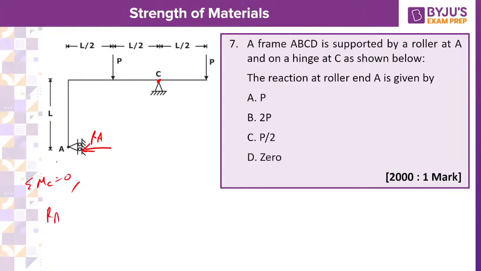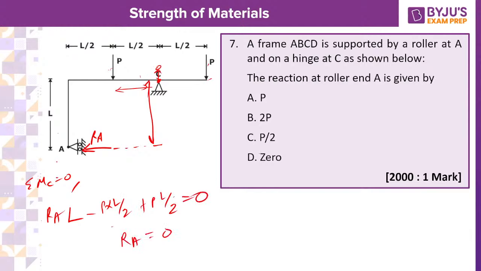See, RA into this distance is the line of action. The distance here is L. RA into L, it is rotating about C, maybe clockwise, so I am taking plus. Then this P into this length L by 2, so I am taking minus P into L by 2. And then this P into L by 2 is plus P into L by 2. The sum must be equal to 0. So these two will get cancelled and finally you are going to get RA equal to 0. Very easy question. That is why it was for only 1 mark, isn't it?